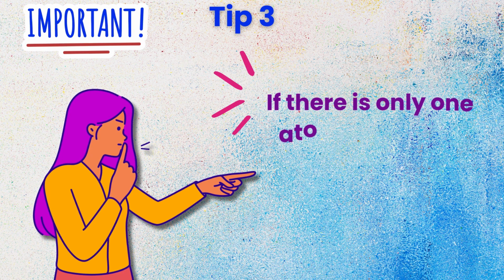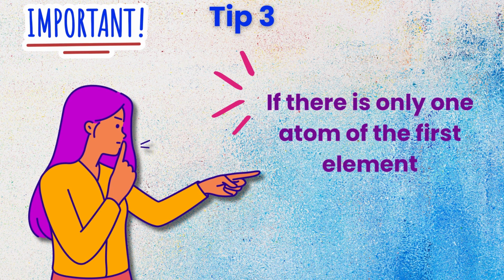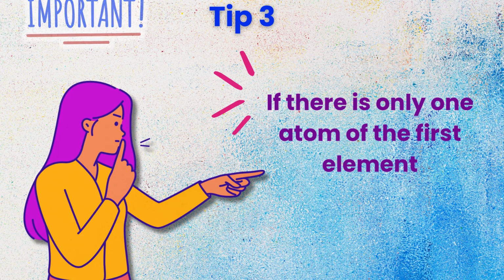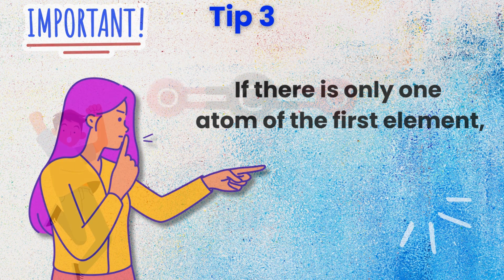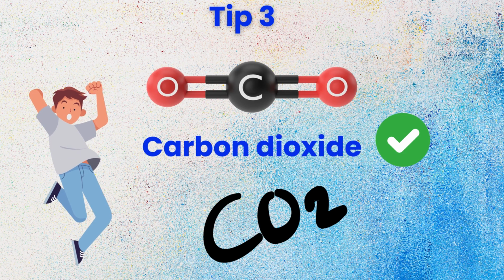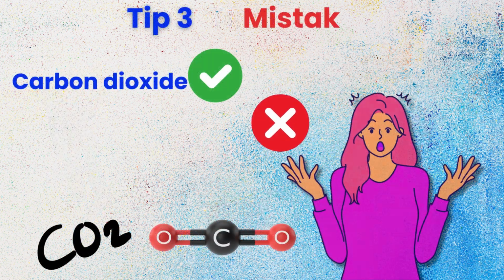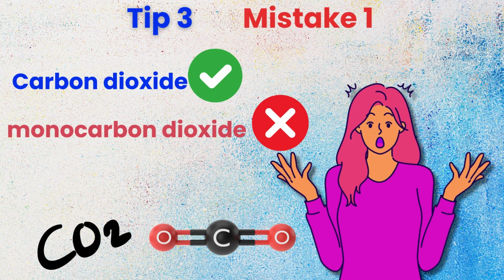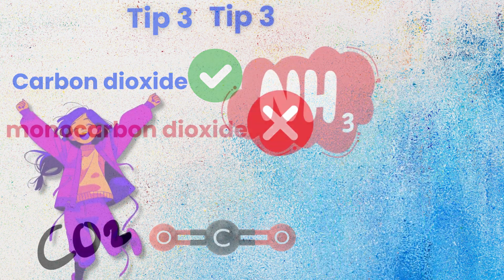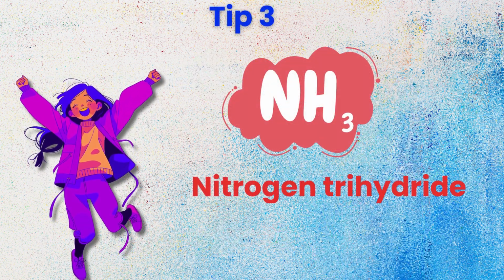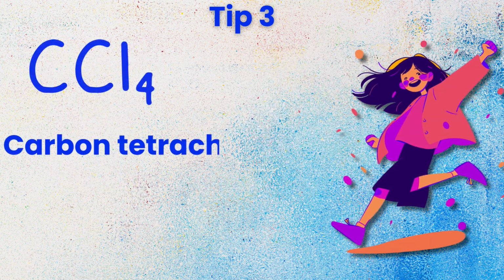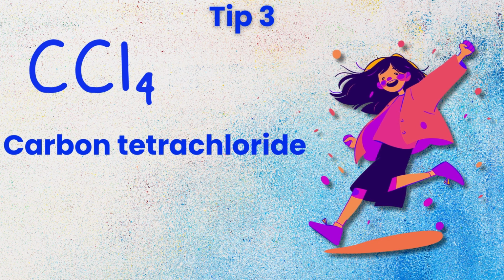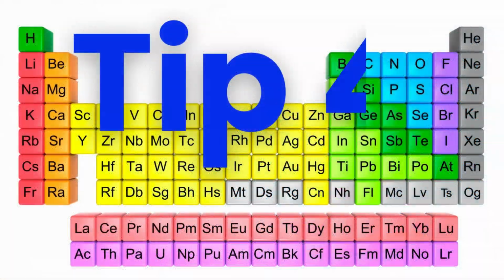It is important to note that if there is only one atom of the first element, mono is not used. Mono becomes silent. CO2 is carbon dioxide, not monocarbon dioxide. NH3, nitrogen trihydride. CCl4, carbon tetrachloride.